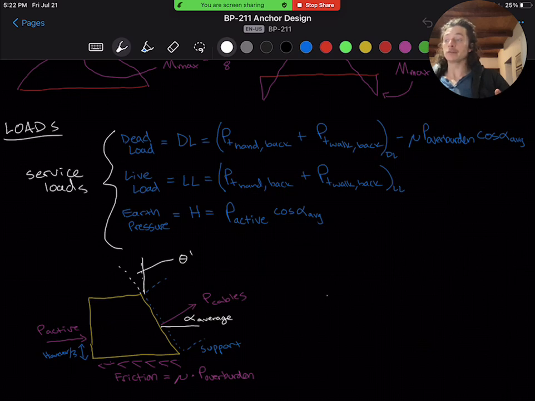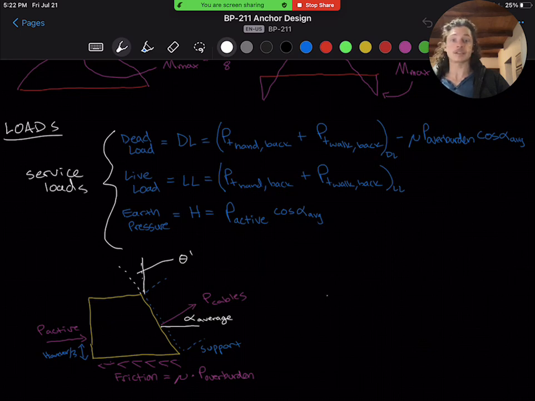We recommended that you split your loads into dead and live load for this purpose. So we have three types of loads on the beam: a dead load, a live load, and an earth pressure. Dead load is going to be our cable force purely from the walkway self-weight minus the frictional resistance from the overburden rotated into the same plane as the cable force using the average cable angle. So that's our PT handrail plus our PT walkway dead load version minus our friction times our overburden force times the cosine of our average cable angle.